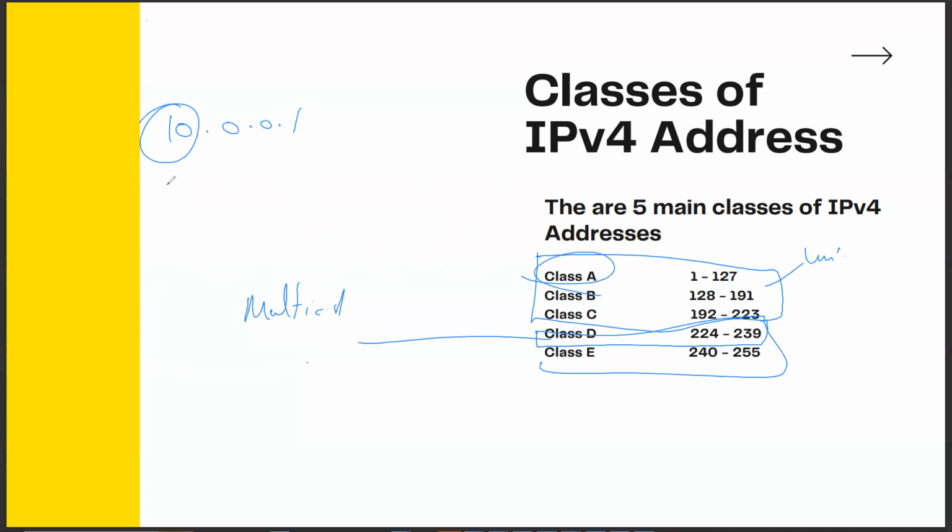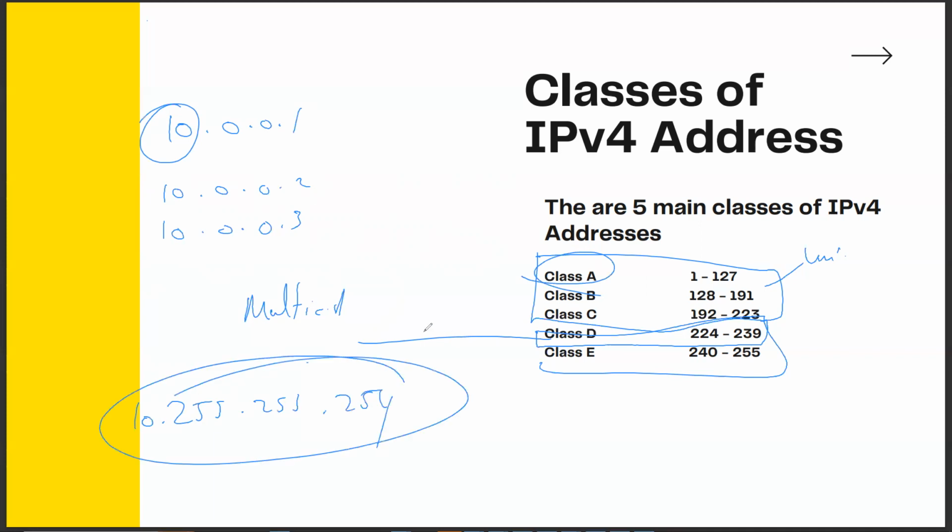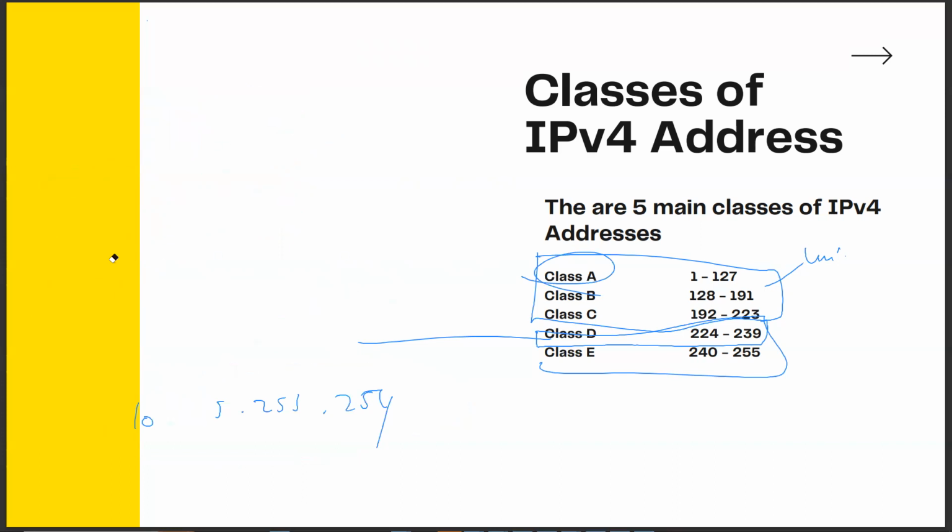For class A addresses, we can have 10.0.0.2 for another computer, 10.0.0.3 also, till we get to a point where we have a number like 10.255.255.254. Each number can be assigned to one device, whether a computer, a mobile phone, a printer, or something else. You cannot have more than one device sharing a class A, B, or C number. So class A, B, or C numbers are referred to as unicast because each number represents just one device.